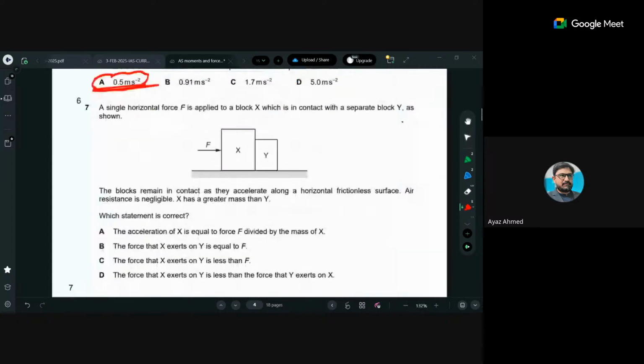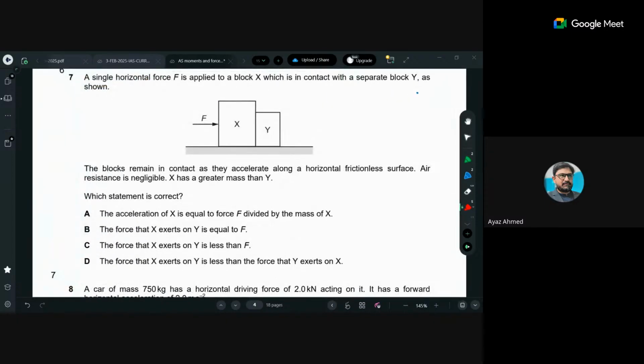Okay, the next question is: a single horizontal force F is applied to the block X, which is in contact with the separate block Y. As shown, the blocks remain in contact as they accelerate along the horizontal frictionless surface. The air resistance is negligible. Then X has the greater mass than Y. Which statement is correct?